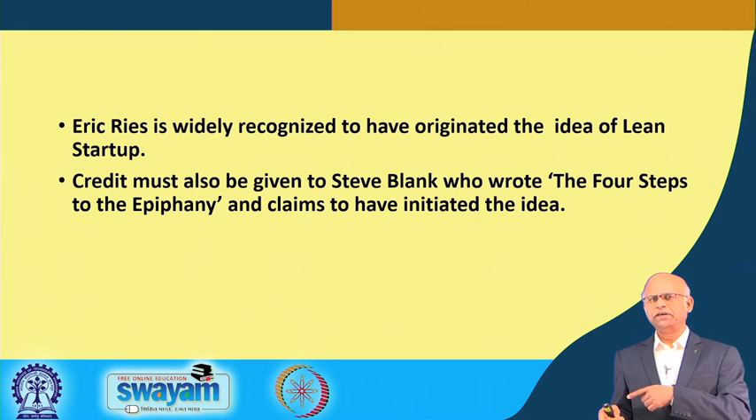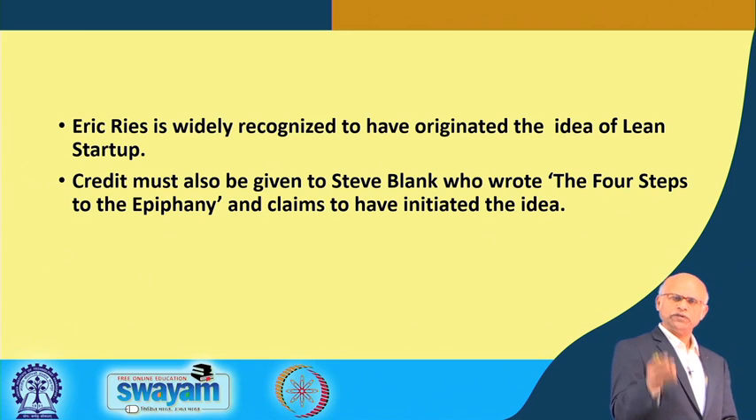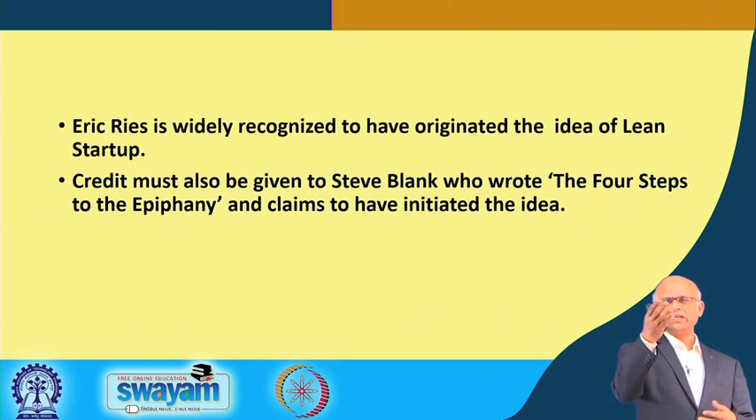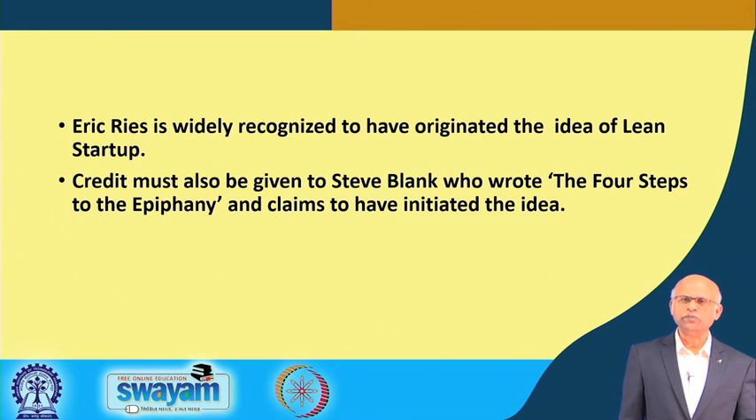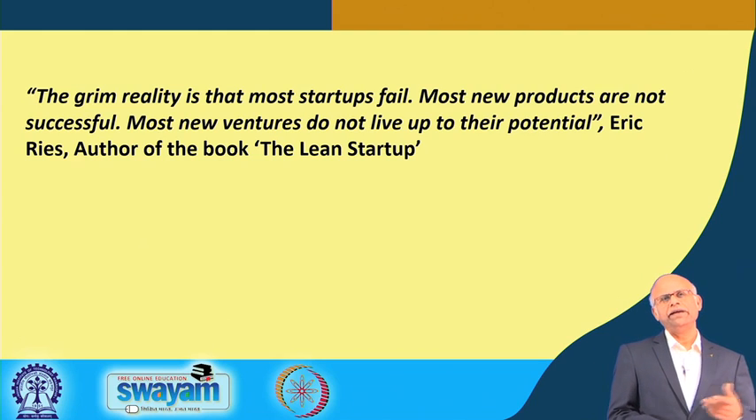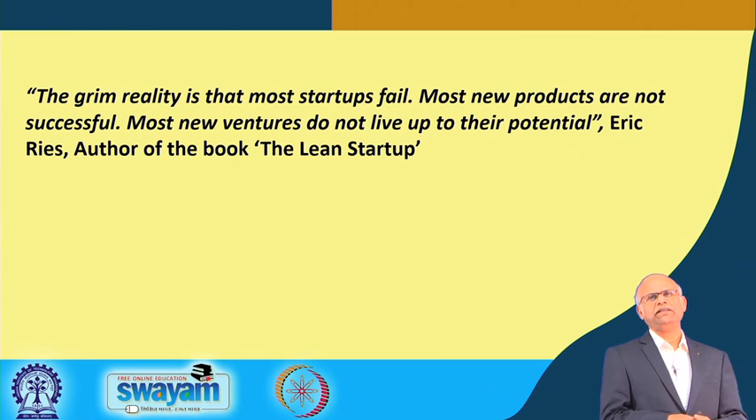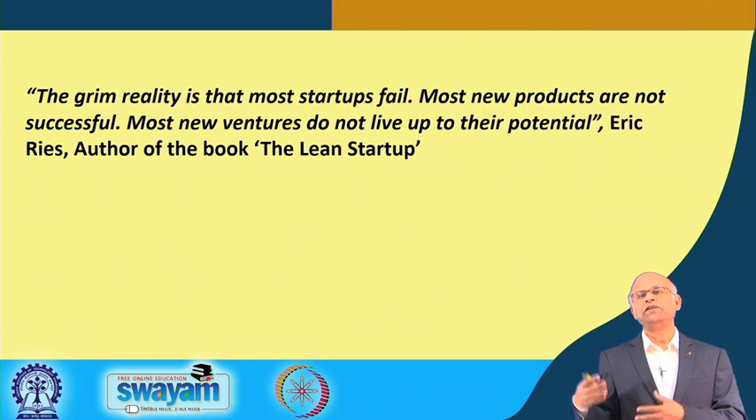Though I referred to the 2013 edition of the book because I read that, the earlier version was originally written in 2004, whereas Eric Ries wrote his book in 2011. So, there should not be any confusion about the hierarchy of the philosophy or concept. Eric wrote, the grim reality is that most startups fail. Most new products are not successful. Most new ventures do not live up to their potential.